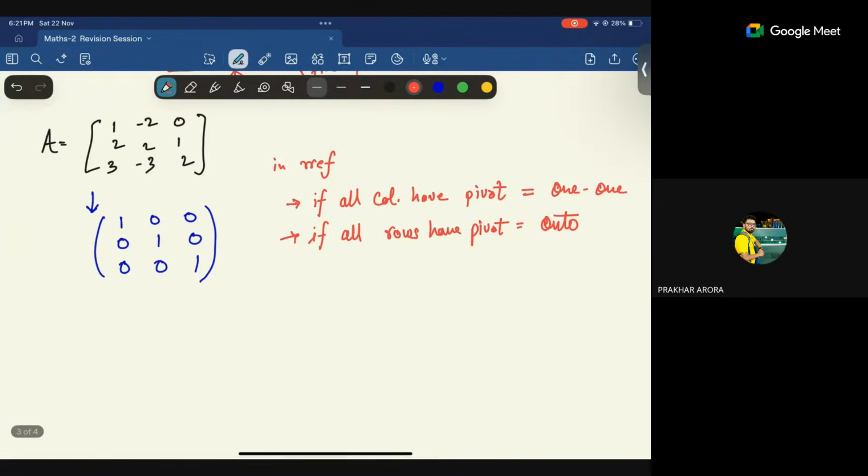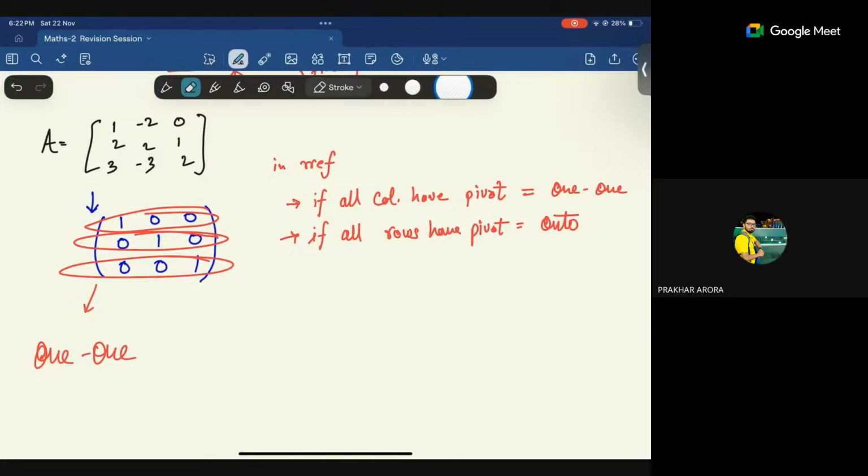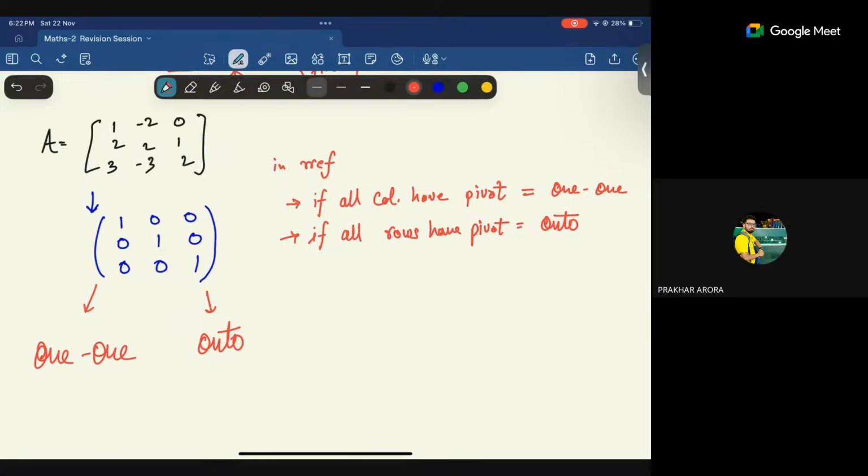Now the question is, is this a 1 1 transformation? Do all columns have pivot? Let's check. This column has pivot, this column has pivot, this column has pivot, so this is 1 1. All rows have pivot. This row has pivot, this row has pivot, this row has pivot, therefore this is onto. Now what is the proof? I am not going to dive into it. Since this is both, this is also bijective.